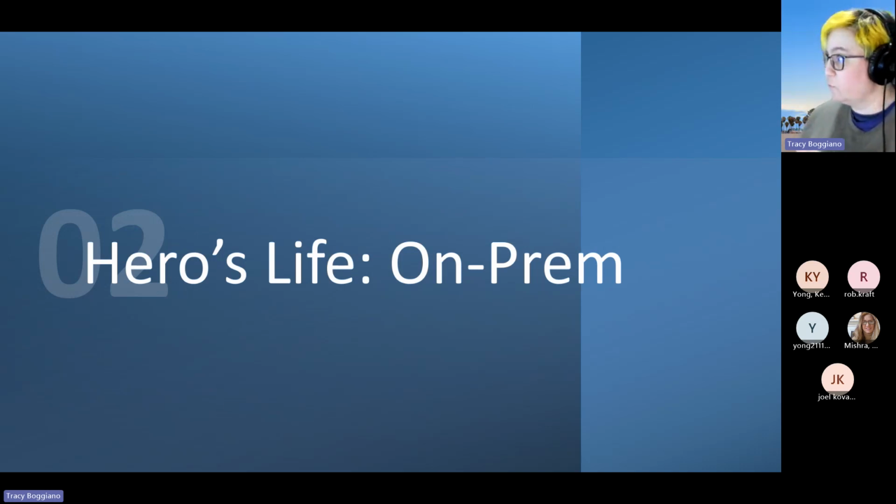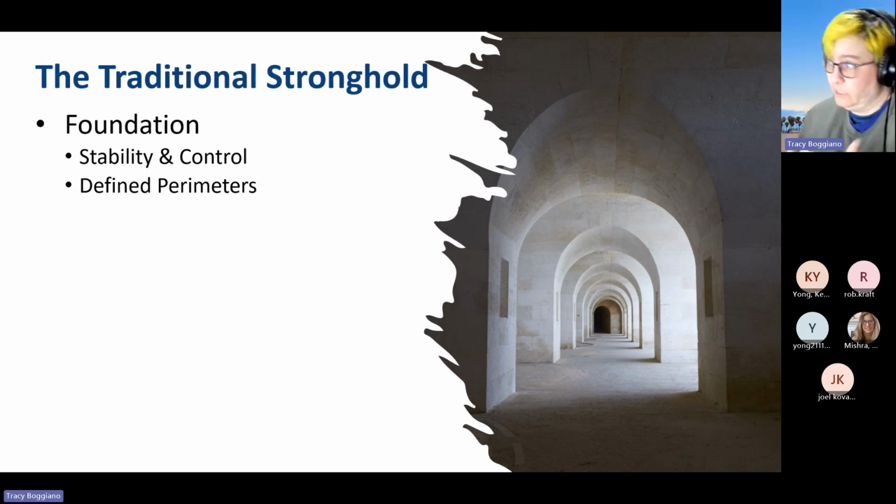So our hero's life on-prem, we want to look at how he's done it on-prem. This is the traditional stronghold of our superhero. He started off on-prem because there really wasn't Azure at the time. 2008 was around when Azure was getting started. So he's always been stable inside his little castle on-prem and built his walls up to manage this realm of database management. And this is giving us our stability and control, and we've had really defined perimeters by being on-prem.